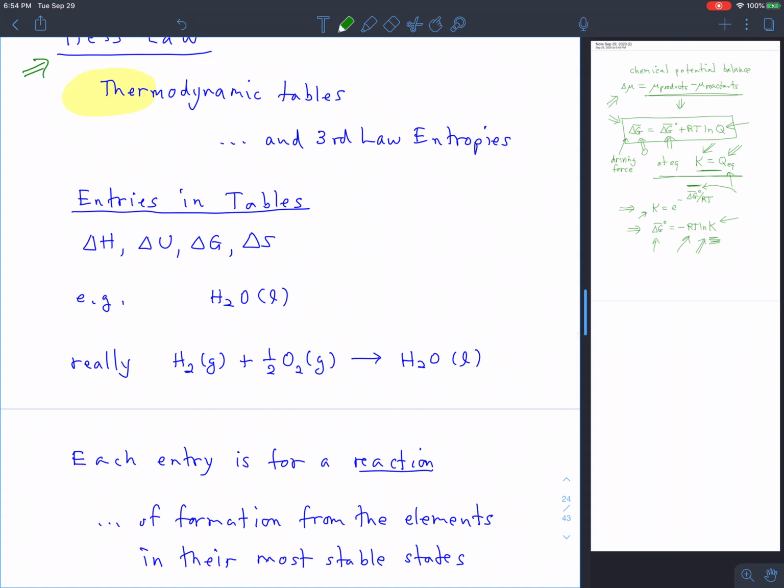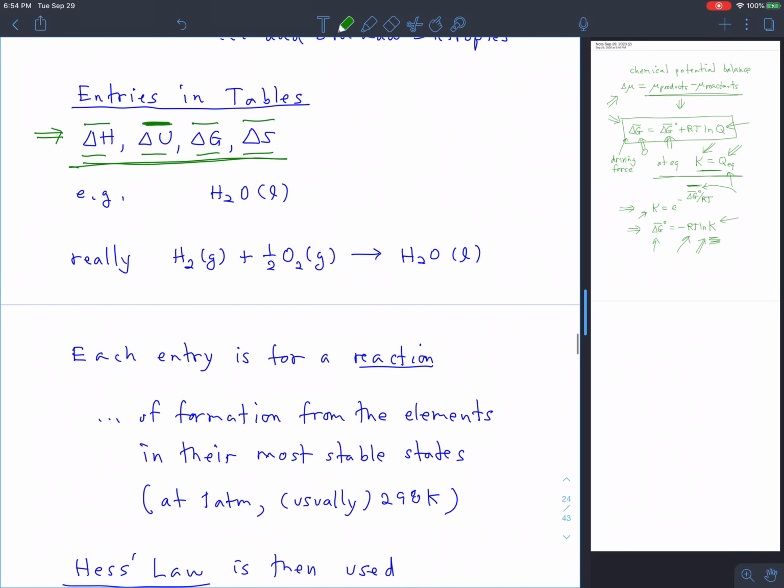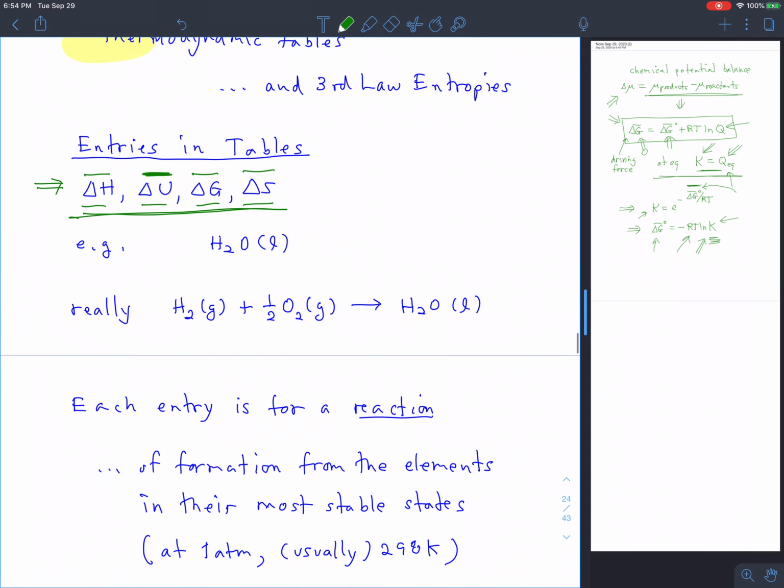So first of all, we're looking at the entries in the tables, which are state functions: delta H, delta U, delta G, and delta S. Any one thermodynamic table usually doesn't have all 4 of these, but oftentimes they'll have 3. Delta U, delta H, delta G, and delta S are the 3 most common. And from those, you can calculate the delta U value, so it's equivalent to knowing delta U as well. All right, so let's consider then an entry in the table.